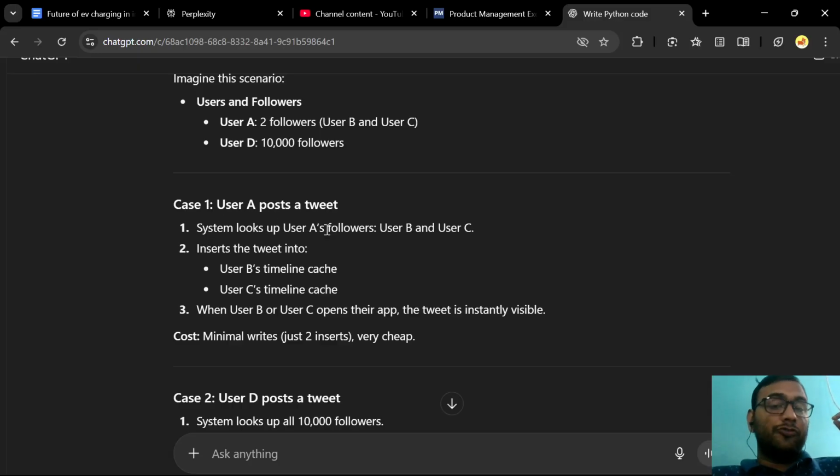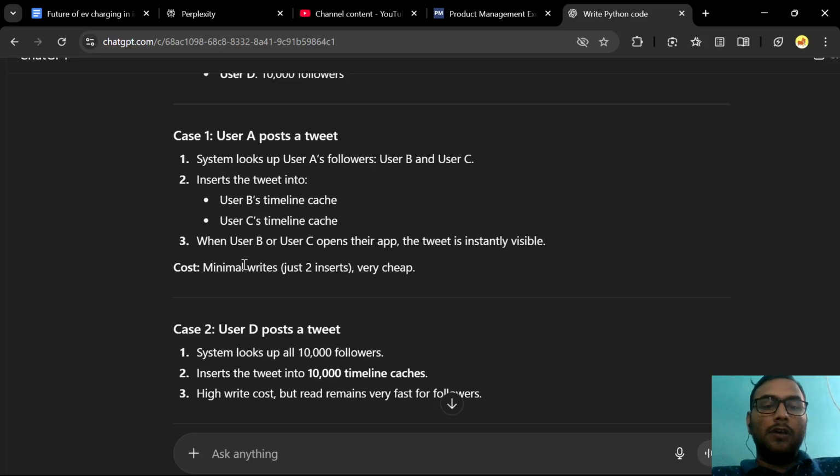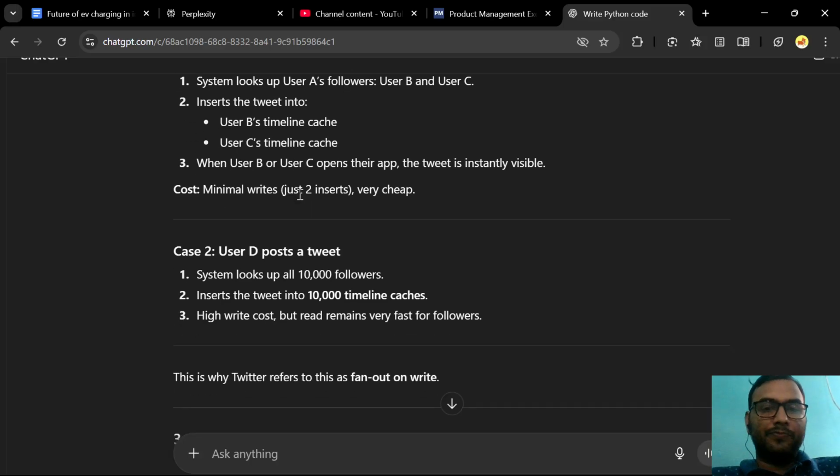The system looks up user A's followers, user B and C, and now it will insert the tweet in the timeline cache of user B and user C. When user B or user C opens their app, the tweet is instantly visible. Cost is minimal, right? Just to insert, very cheap. When the follower count is low, the write operation is cheap.